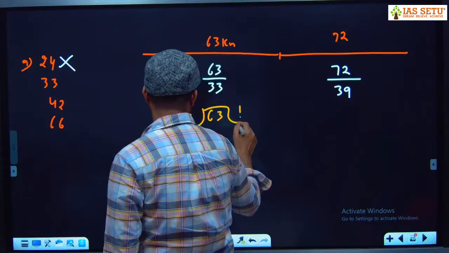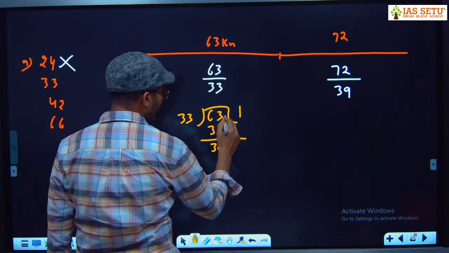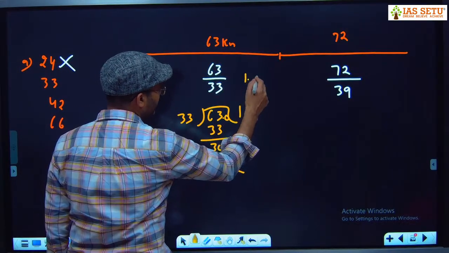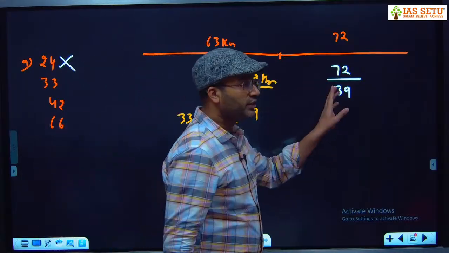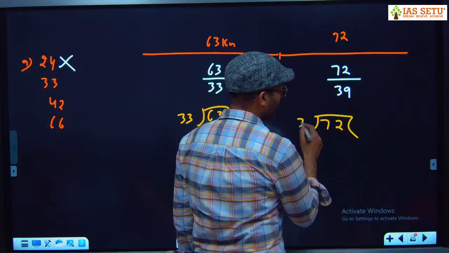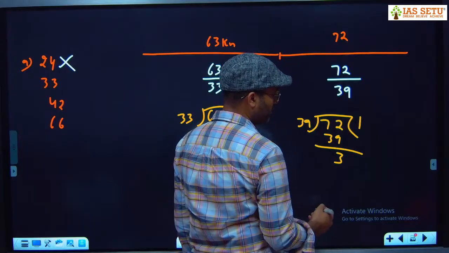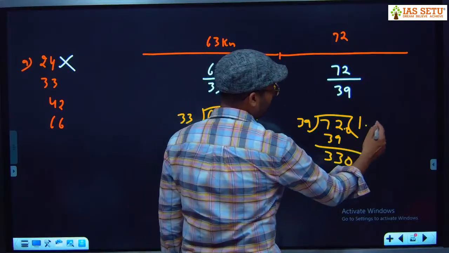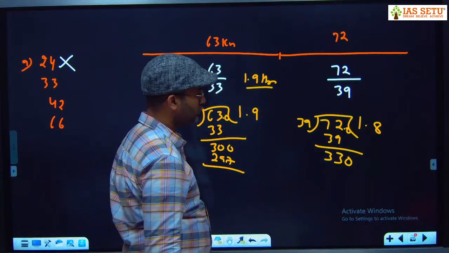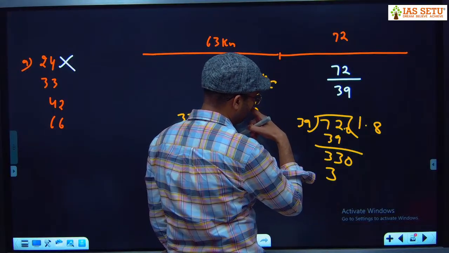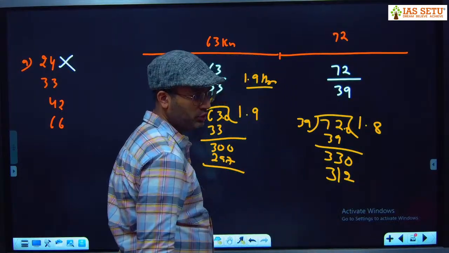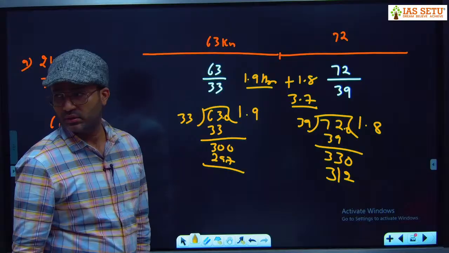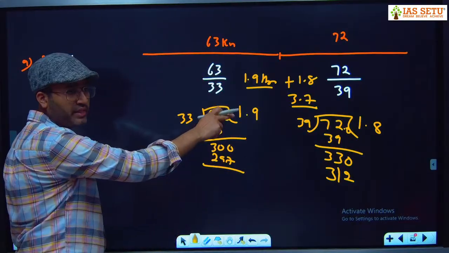63 अपॉन 33, 33 वन जा 33, 30. पुट ए डेसिमल, पुट 0 डेसिमल. 33 9 जा 297. तो इट इज कमिंग 1.9 समथिंग. देन 72 किलोमीटर एट ए स्पीड ऑफ 39. 72 डिवाइडेड बाय 39, 39 वन जा 39, 333. पुट ए डेसिमल. 39 8 जा, 312. तो 1.9 प्लस 1.8, टोटल टाइम इज मोर देन 3.7. है ना, पिक्चर खराब हो गई ना 3.7 पे, बिकॉज इट हैज टू बी एग्जैक्ट 3 आवर.